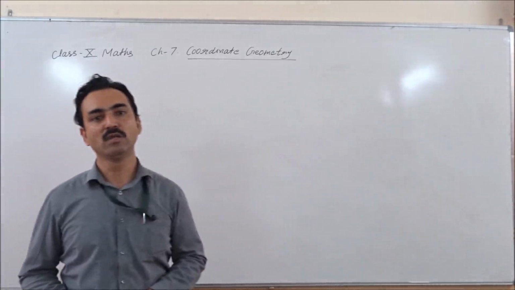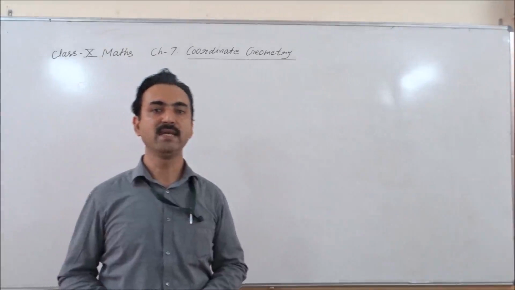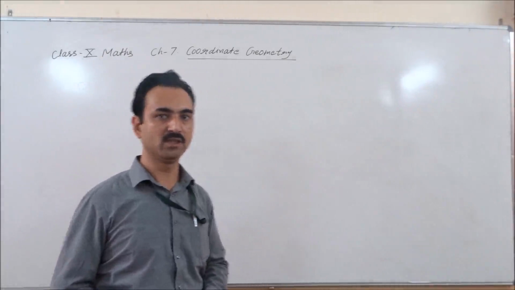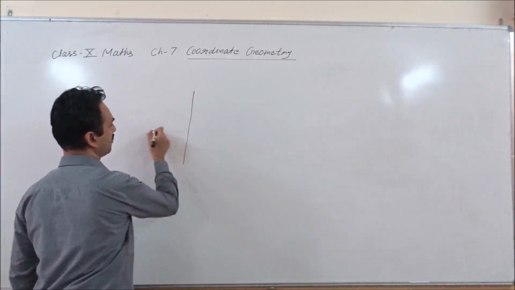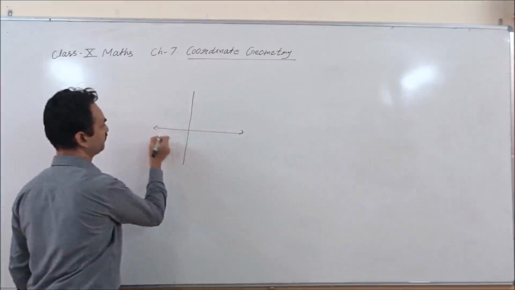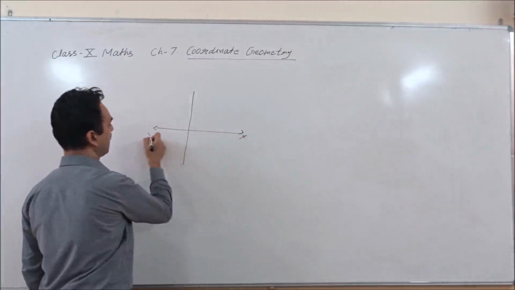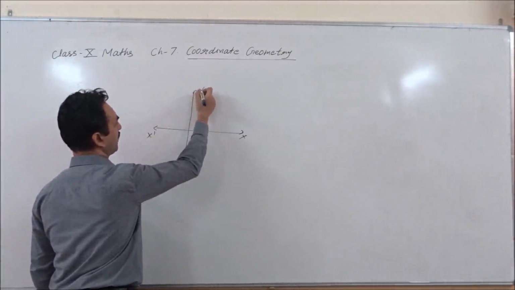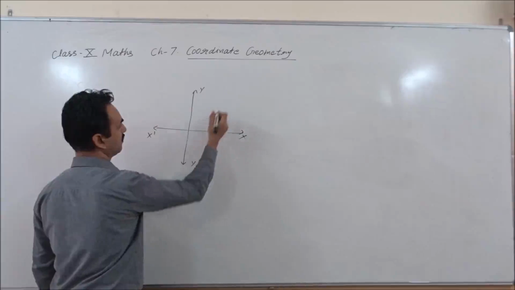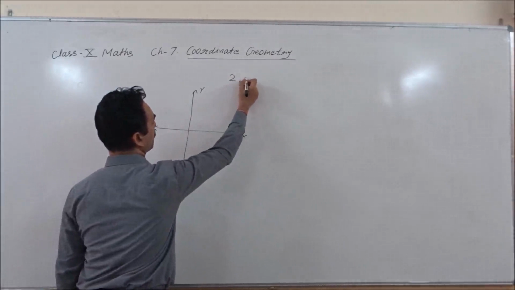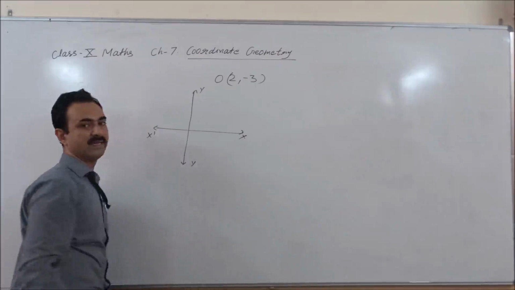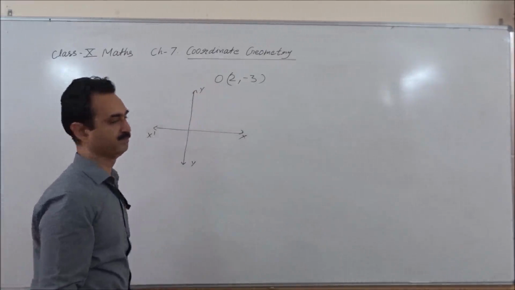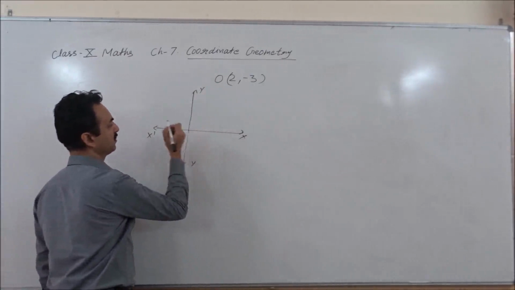Whenever you know the coordinates, like 2, 3, how can you plot the point? First of all, you have to understand that. Suppose this is a Cartesian plane. This is x dash, this is y dash, and you want to plot 2, -3. This is the origin point O.